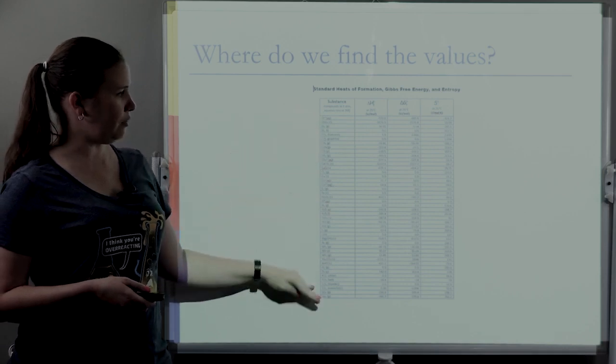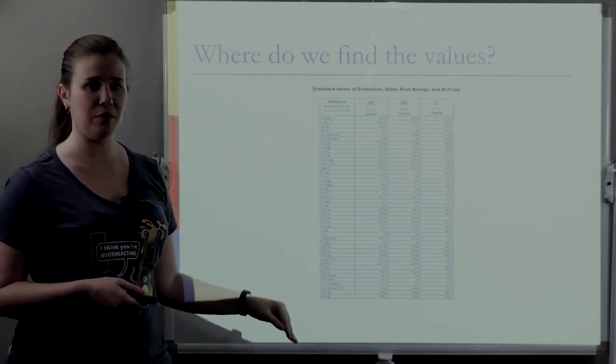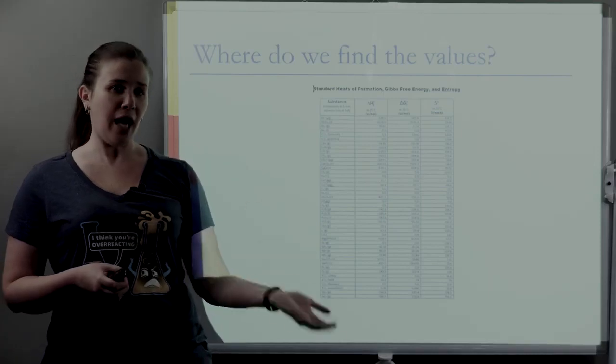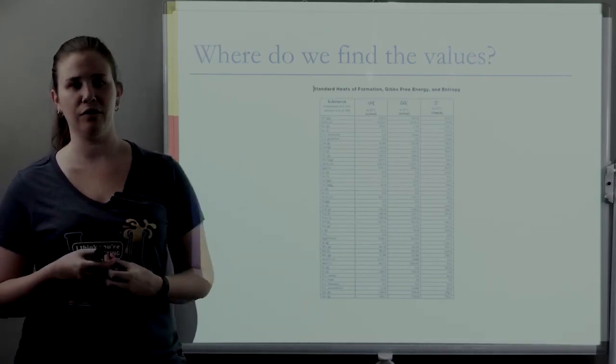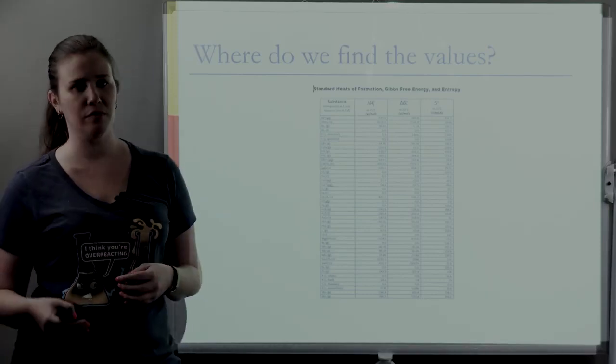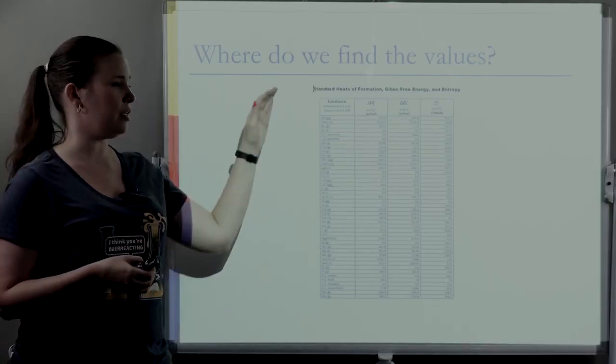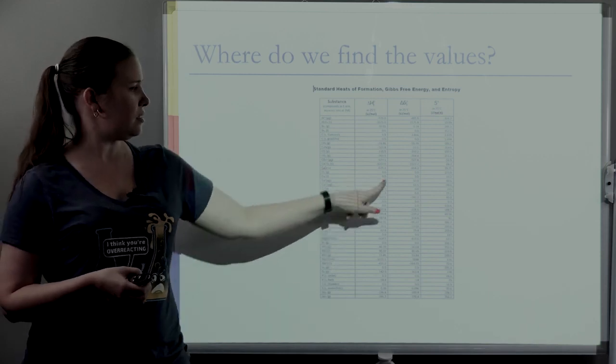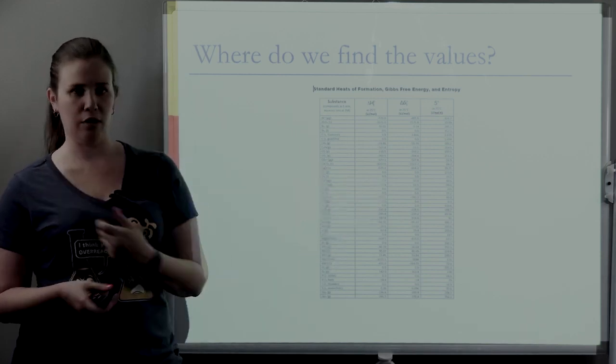The other thing you want to be really careful of is that you have the exact substance. For example, hydrogen gas and the hydrogen ion have different enthalpies. Liquid water versus water vapor would have different enthalpies. So you want to make sure that you find the exact substance in question, and that's the number that you're going to use in the calculations.